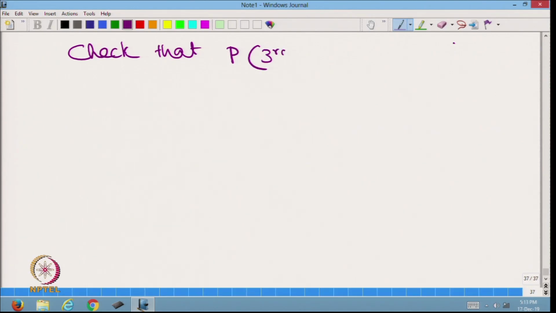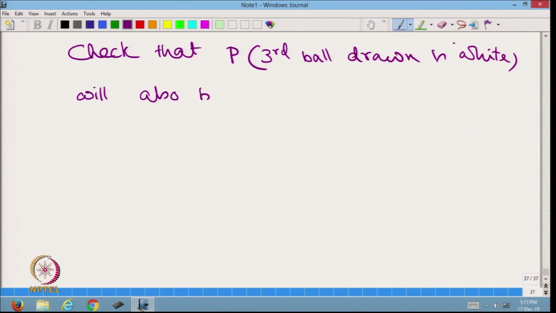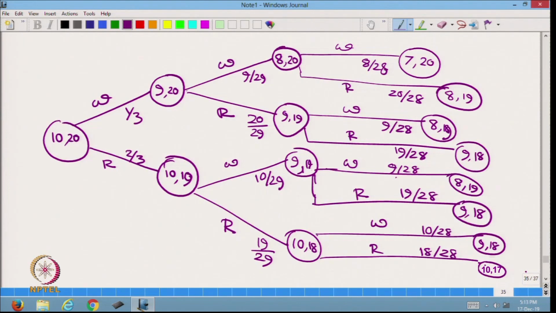probability third ball drawn is white will also be 1 by 3. I have given you the base diagram. We have to make use of this diagram to find out that even in the third draw, if you are getting a white ball, then that probability is going to be 1 by 3.